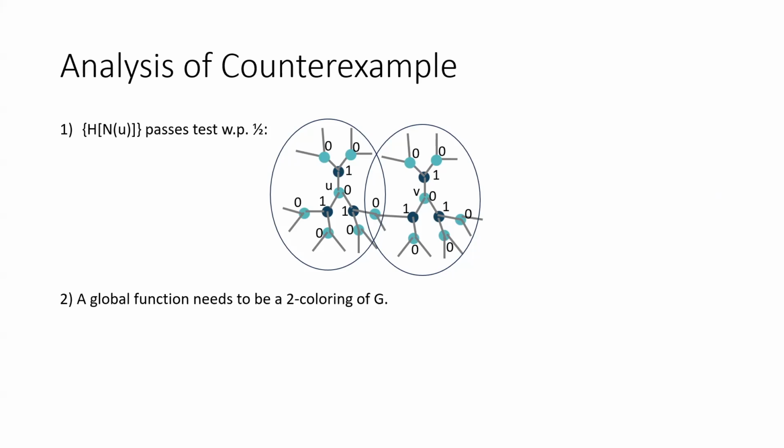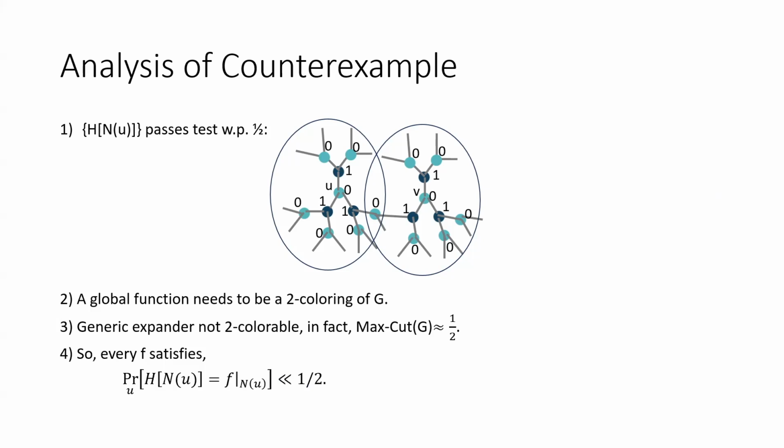Okay, but any global function that you will build needs to be a two coloring of the whole graph, because it must be consistent with every two coloring in the local neighborhoods. And a generic expander is not two colorable. In fact, we know that there are graphs which are far from being two colorable. So the max cut in such graphs is like half. So I won't show this, but you can show that every function will have very, very small agreement with the local functions.